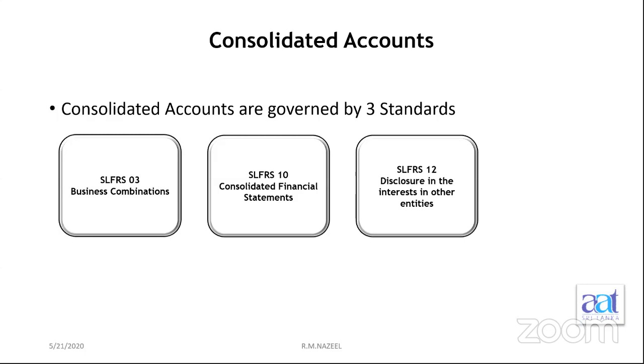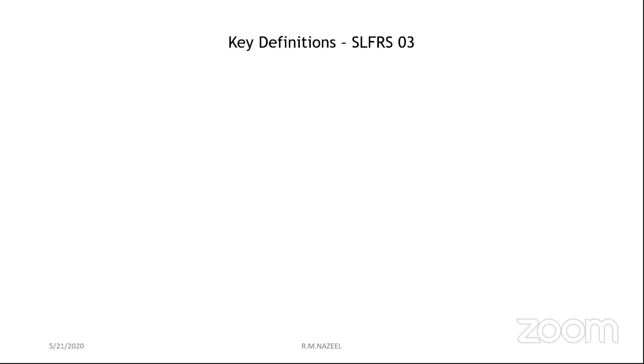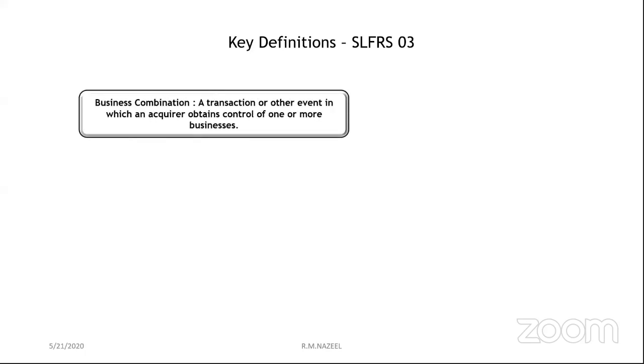So we will be focusing purely on SLFRS 3 and SLFRS 10, student, right? Now, after we give an idea about the standards, we need to know the key definitions in SLFRS 3, right? So the first key definition in SLFRS 3 is business combination. What does a business combination mean?